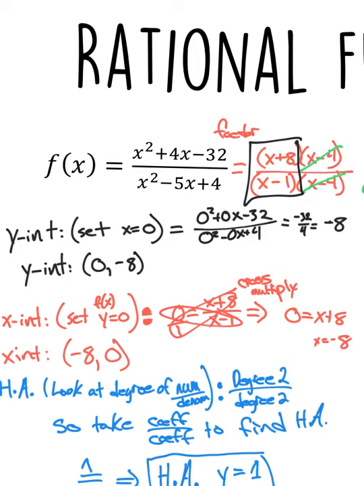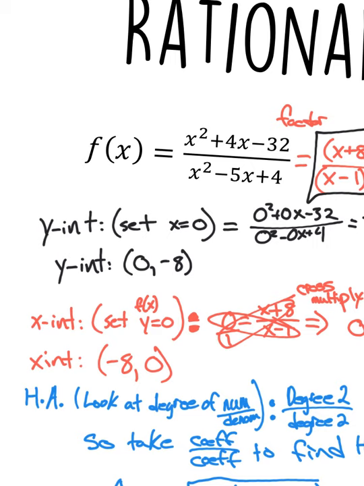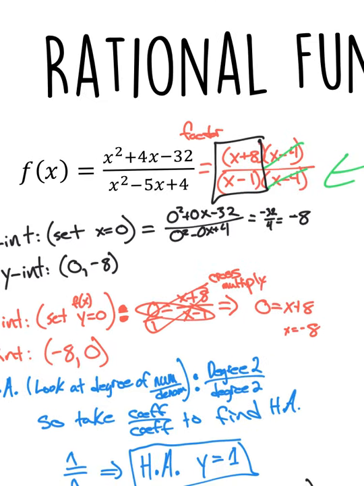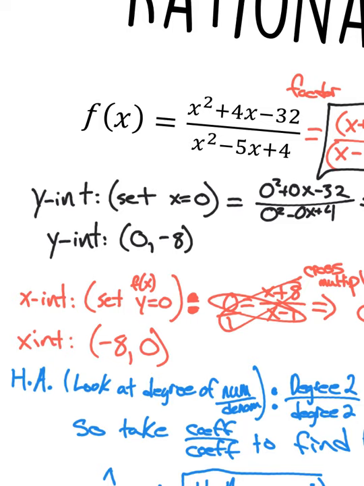So, y-intercept, we're going to set x equal to 0. If we set x equal to 0, we will get negative 8 in this function. That means that your y-intercept is (0, negative 8). You have to write (0, negative 8) on the quiz. If you just write negative 8, you will get points off.